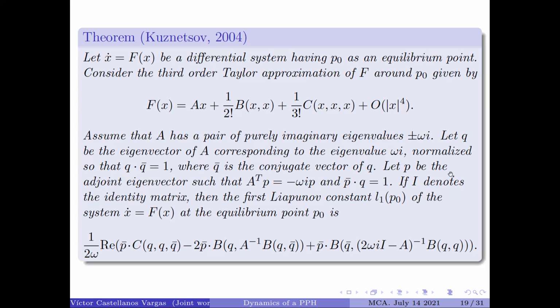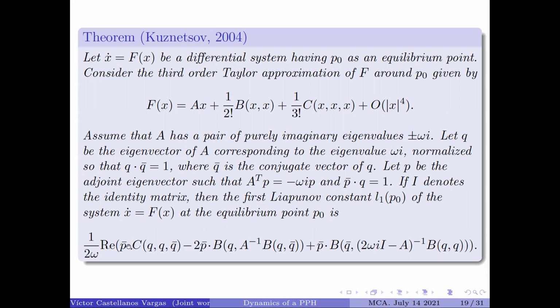And let P be the adjoint vector so that the transpose of A applied to the point P is equal to minus omega I P, and P bar dot Q is equal to 1. If I denote the identity matrix, then the first Lyapunov constant or first Lyapunov coefficient, L1 of P0 of the system x point equal to f(x) at the equilibrium point P0 is 1 over 2 omega multiplied by the real part of these numbers.